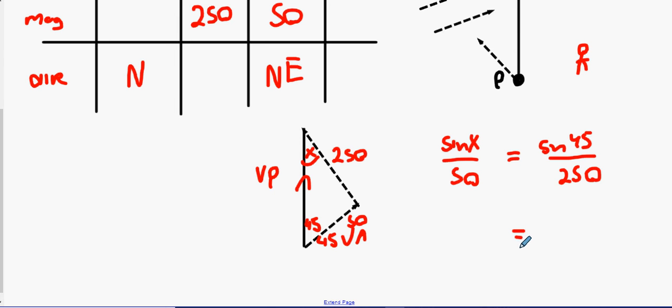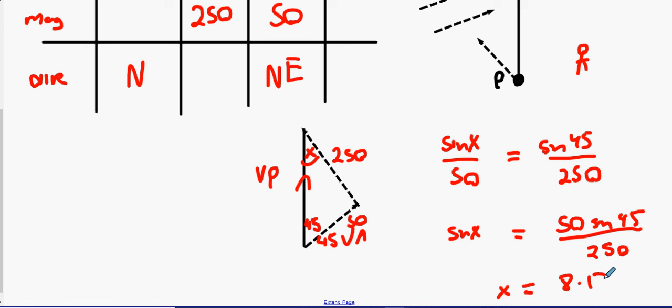X should be really small, is it? So when you sine inverse it, make sure it's in degrees. What did you get? 8.13. Exactly, it's a really small angle. So we know that X is 8.13. What does that make the other angle then? 180 take away 45 take away 8.13.